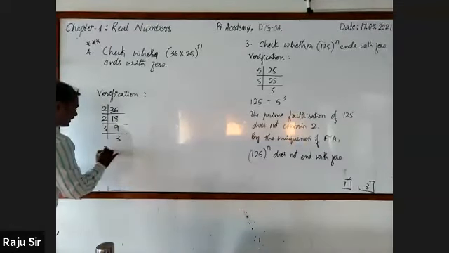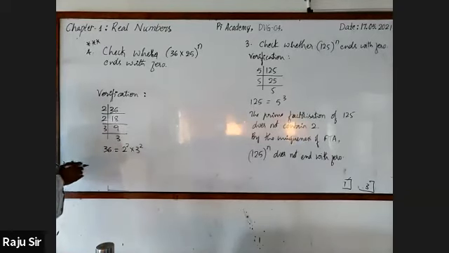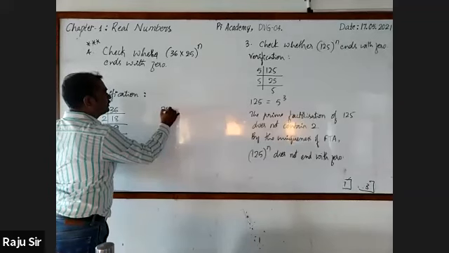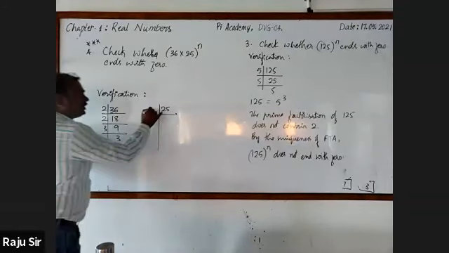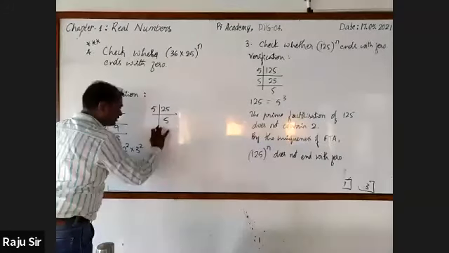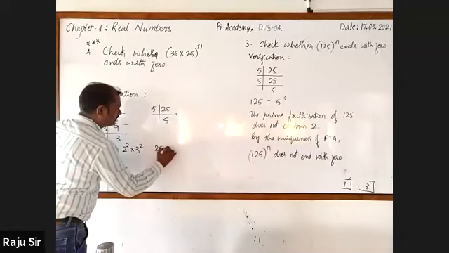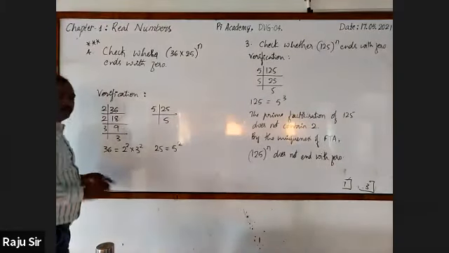And 36 can be written as 2 square into 3 square, just beside that only, right? The prime factorization of 25 is 5 into 5. Now we can write 25 as 5 square.